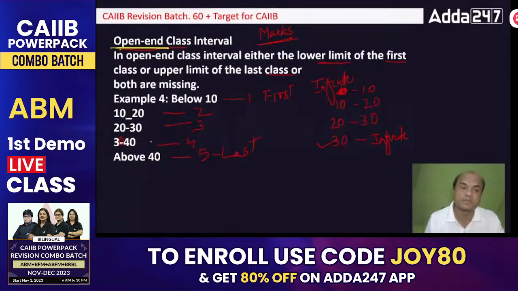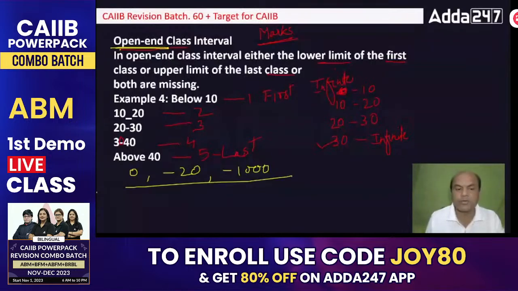Now what do you mean by this? Suppose I say below 10, where can I go below 10? Below 10 can be 0, minus 20 can also be below 10, minus 1000 can also be below 10. So anything is below 10. Similarly, the second part, above 40. 50 is also above 40, 1 lakh is also above 40. So any number which is above 40 can be written in this class. So open-ended means it is open to the sky. There is no limit for this.